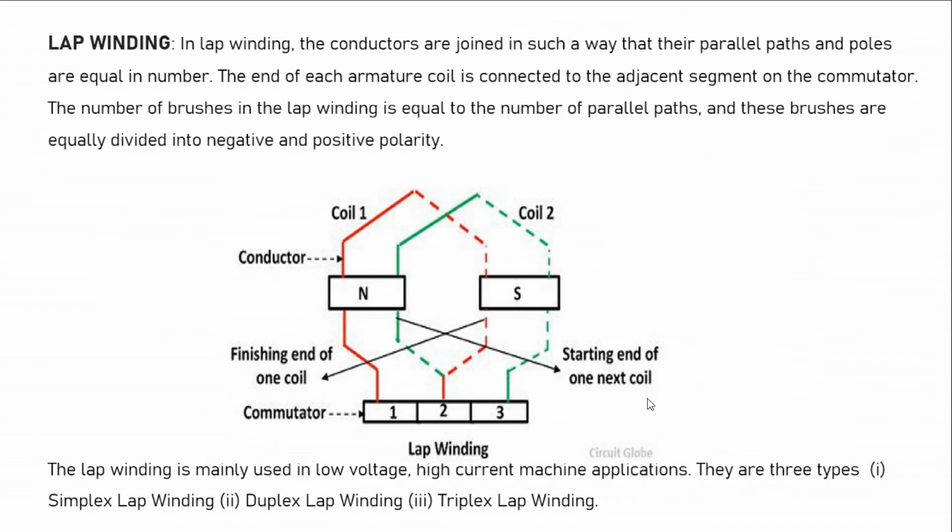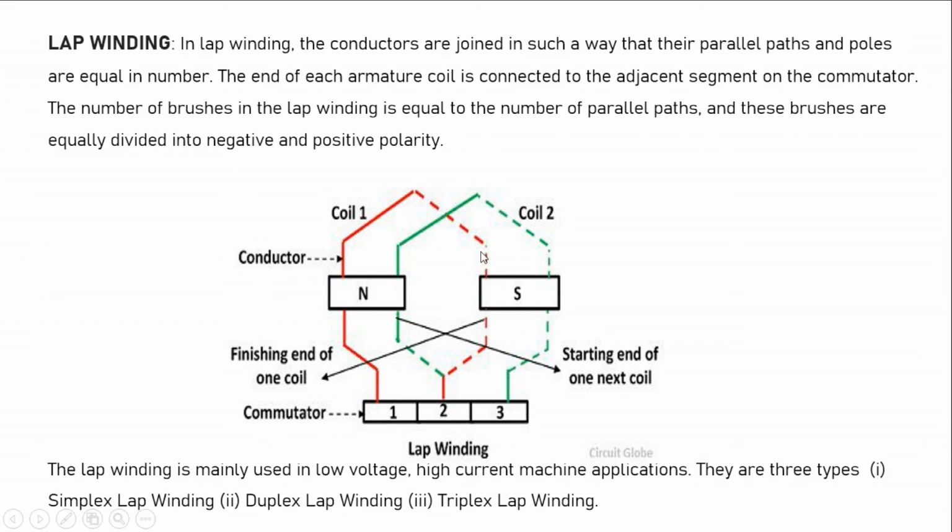Next, two types of windings. One is lap winding. In lap winding, the conductors are joined in such a way that the parallel paths and poles are equal in number. Lap winding and wave winding are the types of armature winding. As I told earlier in the EMF equation of a generator, in lap winding the parallel paths and number of poles are equal. The end of each armature coil is connected to the adjacent segment of the commutator.